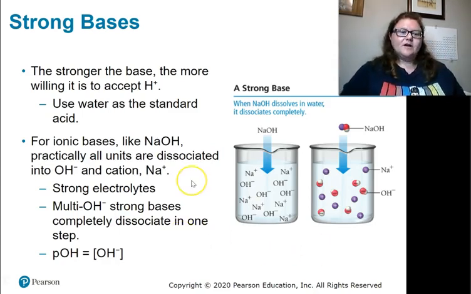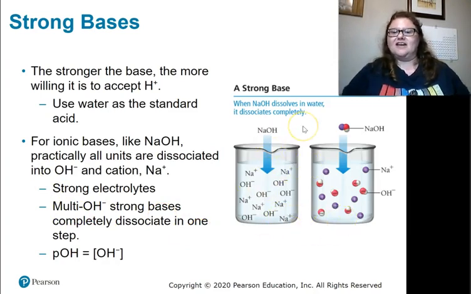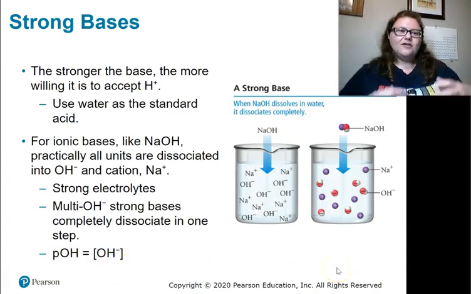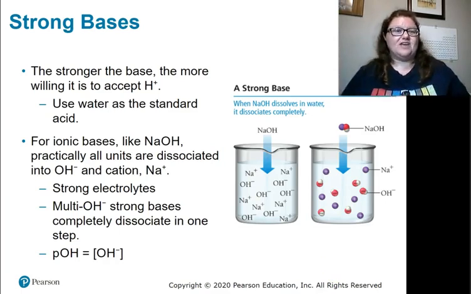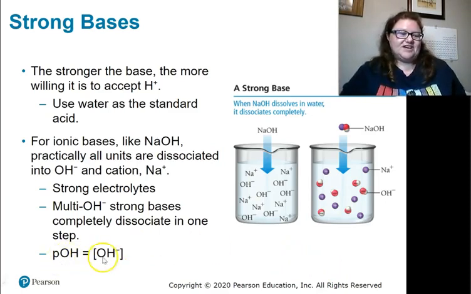So for an ionic base like NaOH, it's going to break up into a sodium ion and a hydroxide ion. It's a stronger electrolyte the more OHs you get in one step as they're breaking apart here. It's strong again if it dissociates 100%. And so we're going to look at the pOH here and say that that is equal to the negative log of the concentration of hydroxide. They're calculated the same way, so you really don't have to spend too much energy and time memorizing pOH versus pH. Just know that the pOH has OH with it, and it's calculated the same way.